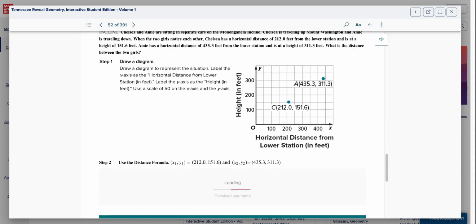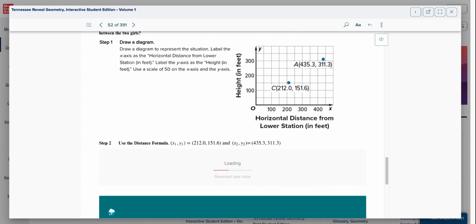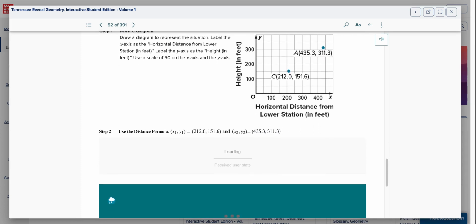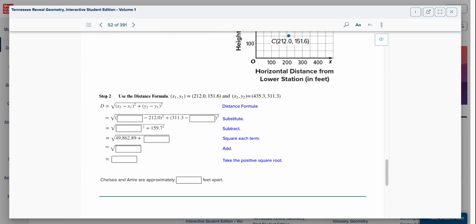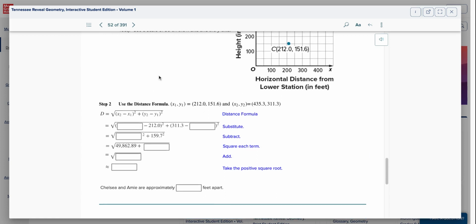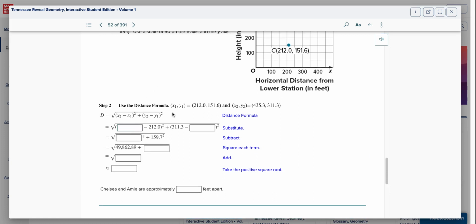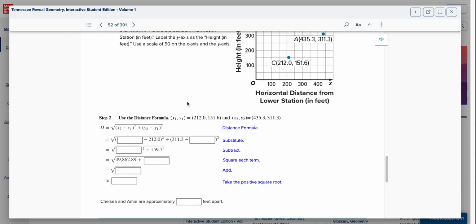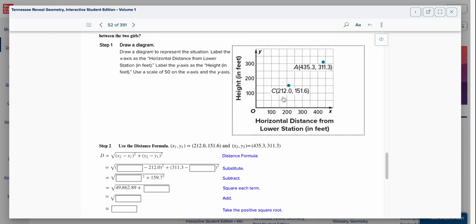Okay, so let's see, I'll move on down here to step number 2, because they've got all step number 1 done. All right, I would love decimals. Don't you love decimals? All right, so they have made the 212.0, 151.6 my first ordered pair. So those are my X1, Y1. They've made the 435.3 and the 311.3 the second ordered pair. So those are my X2, Y2.